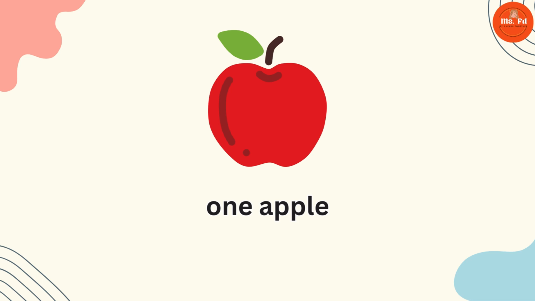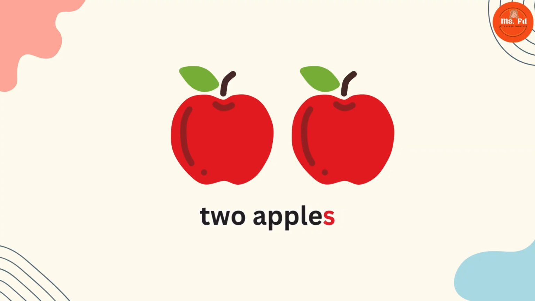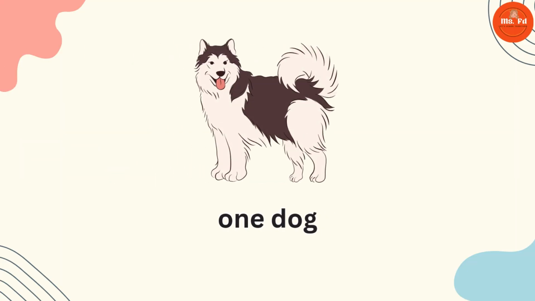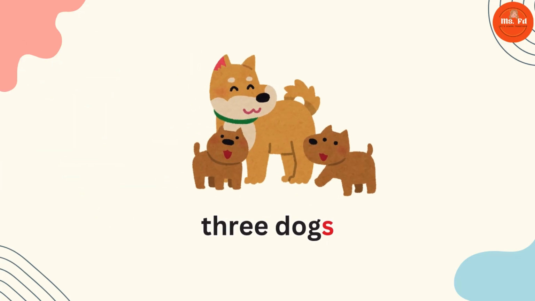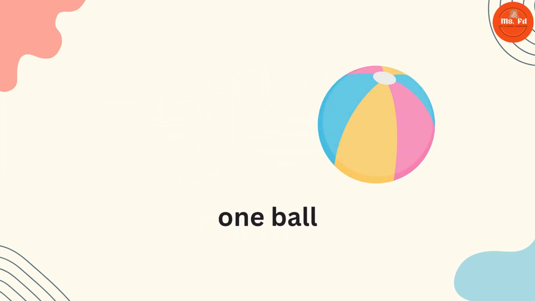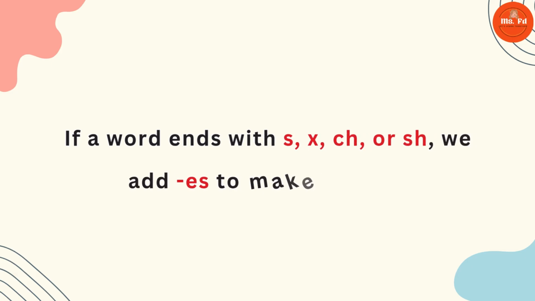1 apple. This is singular. 2 apples. This is plural. 1 dog. It's singular. 3 dogs. Plural. 1 ball. Singular. Lot of balls. Plural. If the word ends with s, x, ch, or sh, we add es to make it plural.